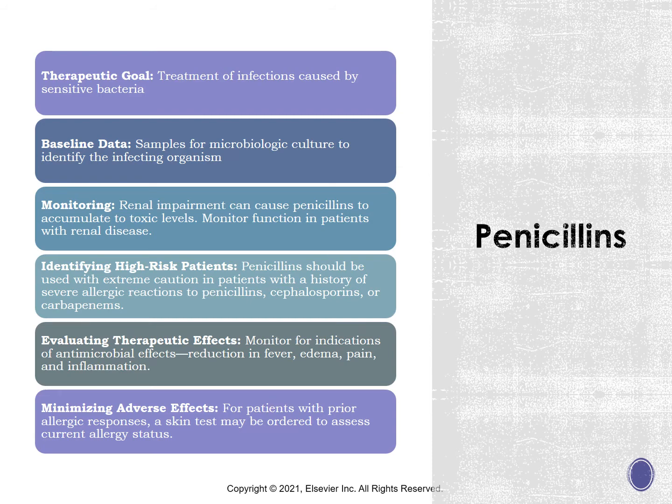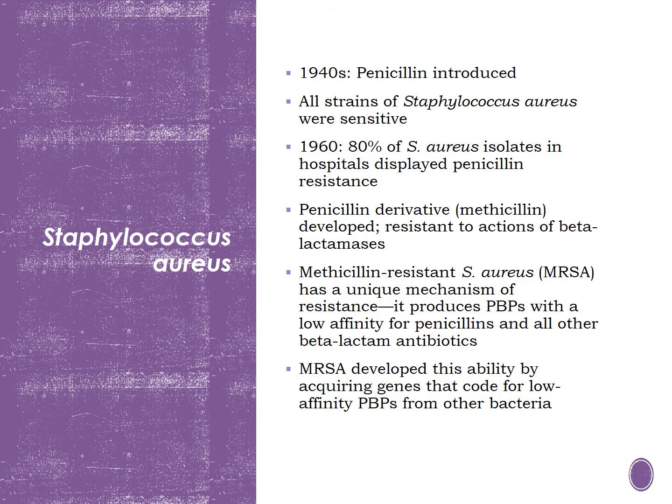I want to take a moment and pause and just talk about Staph aureus and how it relates to penicillins and MRSA. So going way back to the 1940s, penicillin was introduced. At that time, all strains of Staph aureus were sensitive. In 1960, just 20 years later, 80% of Staph aureus isolates in hospitals displayed penicillin resistance.